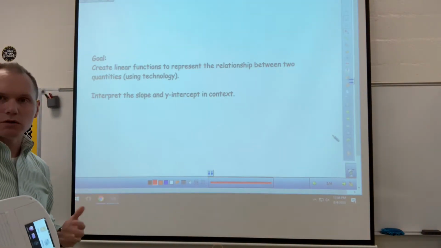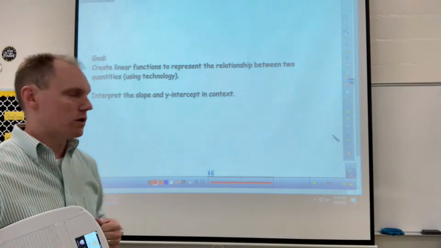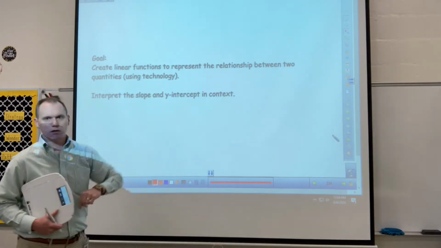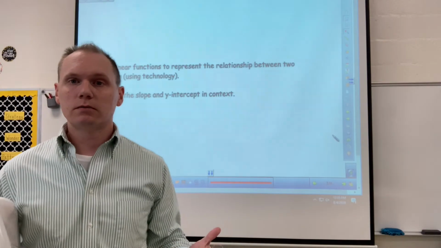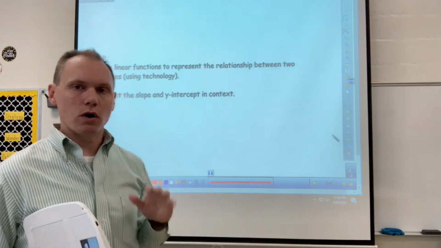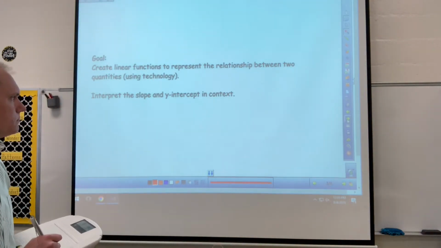And we're going to use technology to do that. I'm going to show you Desmos, and then I'm going to show you how to do it in your calculator as well. And then secondly, interpret the slope and y-intercept in context of a real-world situation. And that's really all we're going to look at. We're not going to look at data separate from real-world situations. We're always going to look at it couched within a real-world situation.